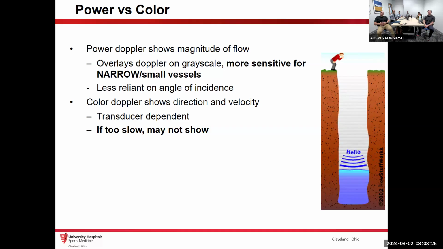There are certain machines that only have power Doppler or only have color Doppler and don't have power Doppler. In my opinion, if you're looking at strain patterns and you want to see some of that flow in soft tissue injuries, you need a really good power Doppler.